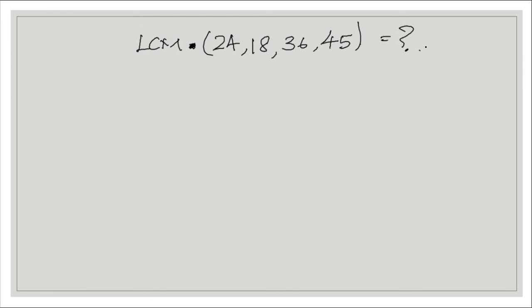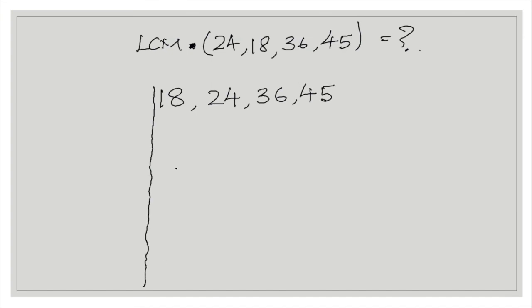Let us solve one more question in this method. Let me consider a question: find the LCM of 24, 18, 36 and 45. Very simple. Let us follow the method we have just discussed. I'll prefer writing the smaller number first, followed by the larger number, then I will keep dividing with the prime numbers. Remember friends, we should not consider any prime number, we have to consider the smallest prime number.